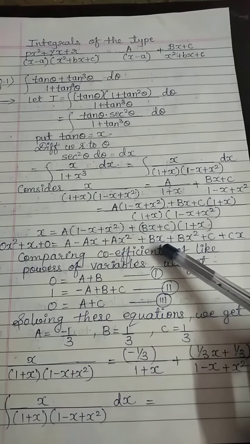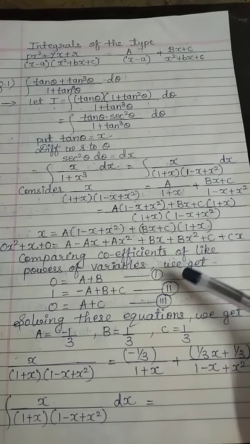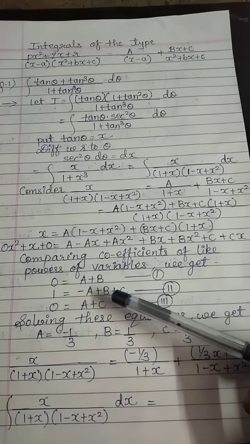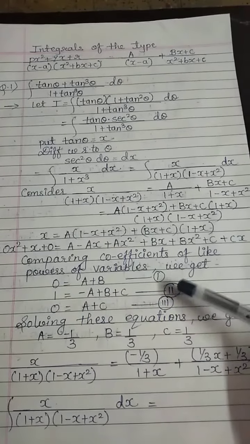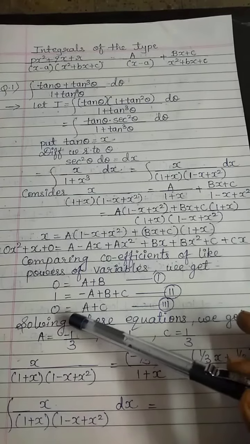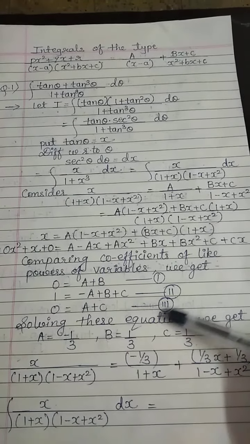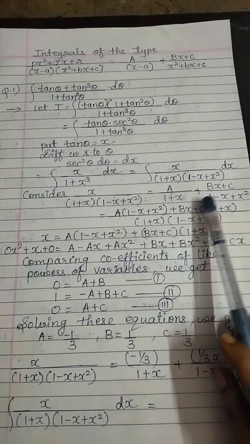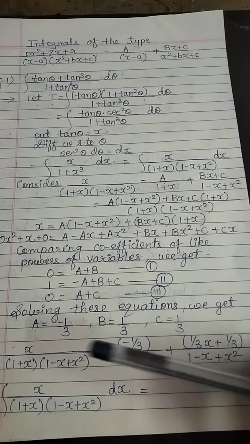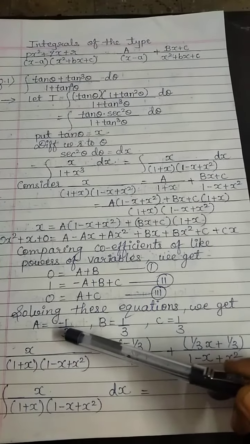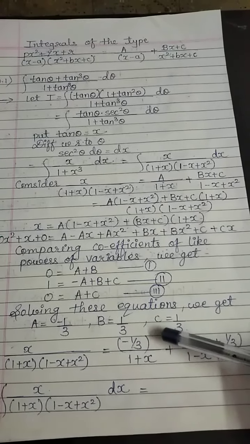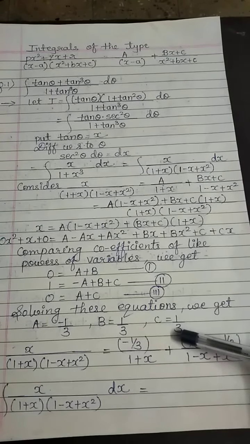A plus B is equal to 0, that is equation 1. We can say these are the coefficients of x square. Then minus A plus B plus C is equal to 1, equation number 2, that is the coefficients of x. Then A plus C is equal to 0, that is equation 3, that is the constant. Now if we solve these equations, then we get A is equal to minus 1 by 3, B is equal to 1 by 3, and C is equal to 1 by 3.